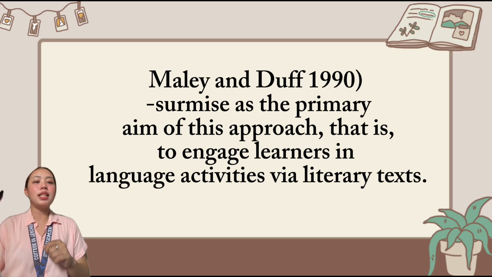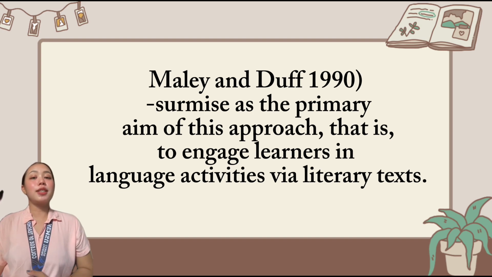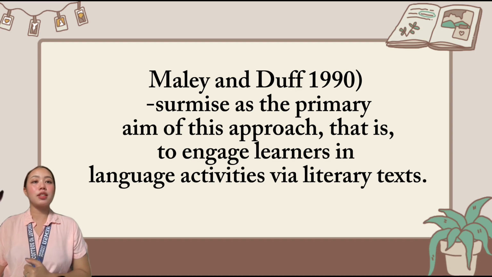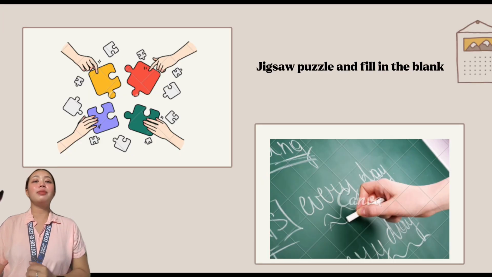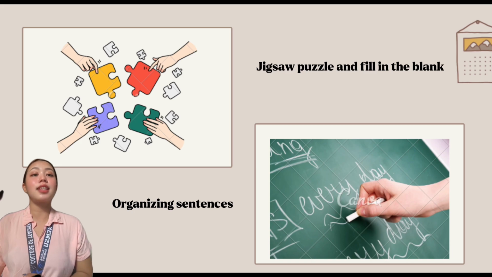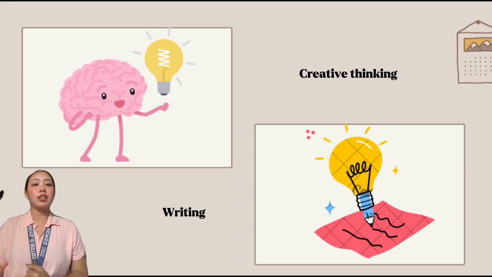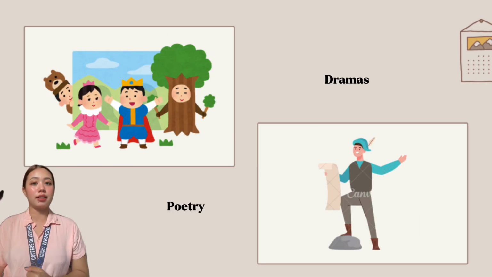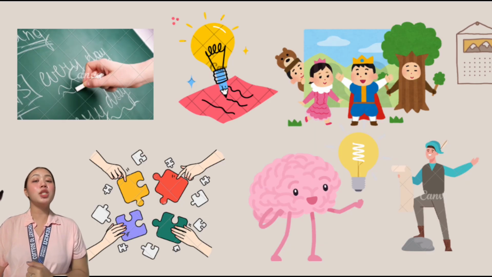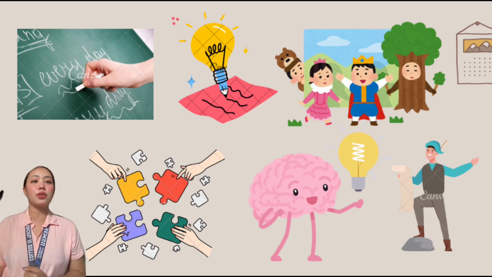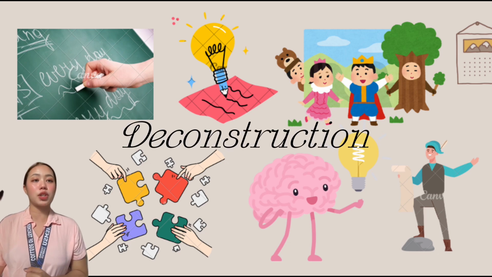This is what Maley and Duff surmise as the primary aim of this approach, that is to engage learners in language activities via literary text. The learner is seen engaged in varied language activities such as jigsaw puzzles, fill-in-the-blank exercises, organizing sentences, creative thinking and writing, as well as performance activities like drama and poetry recital. All of these are done with the intention of using the various aspects of a language as a means of teaching literature through what is called deconstruction.